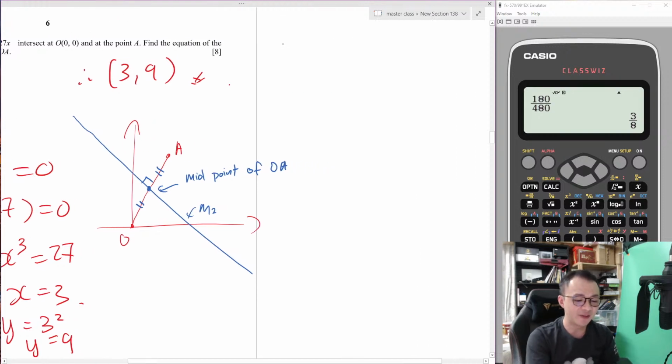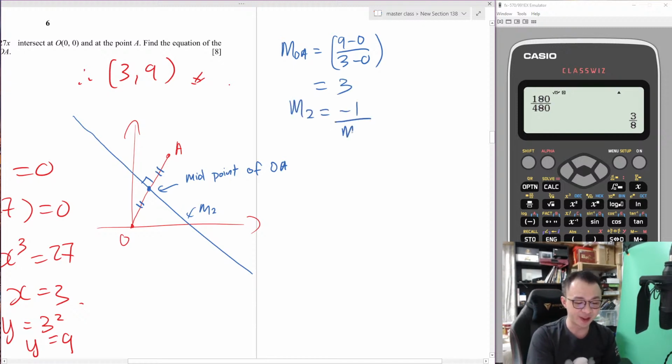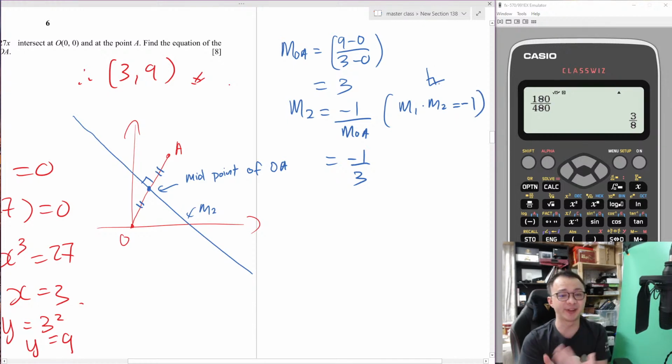I find the gradient of OA first. So O is 0, right? So it will be 9 minus 0 over 3 minus 0. So the gradient will be 3. Then M2 will be negative 1 over the gradient of OA, so it will be -1 over 3. This is because of the perpendicular formula: M1 times M2 equals -1. This formula applies for any 90 degrees or perpendicular.